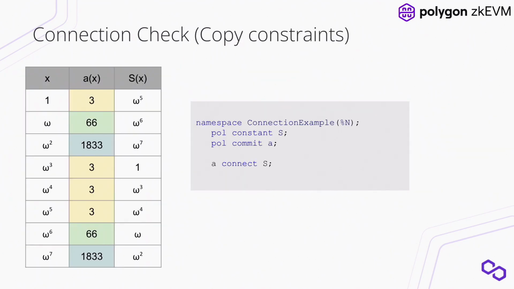Okay, and the other thing that we can do in PIL is copy constraints. In this case, for example, we have a polynomial and we want to check that the value here is exactly the same as here and here. Or the value in the second row is the same as the value in the seventh row. So how do we do that? In this case, we define another polynomial. In general, this is going to be a constant polynomial, but it doesn't necessarily have to be.